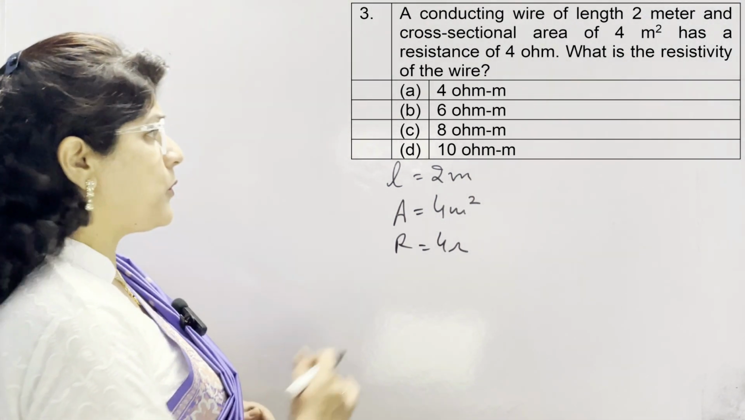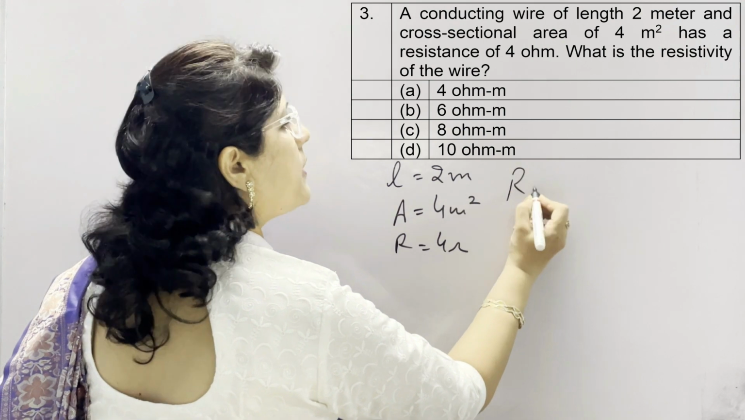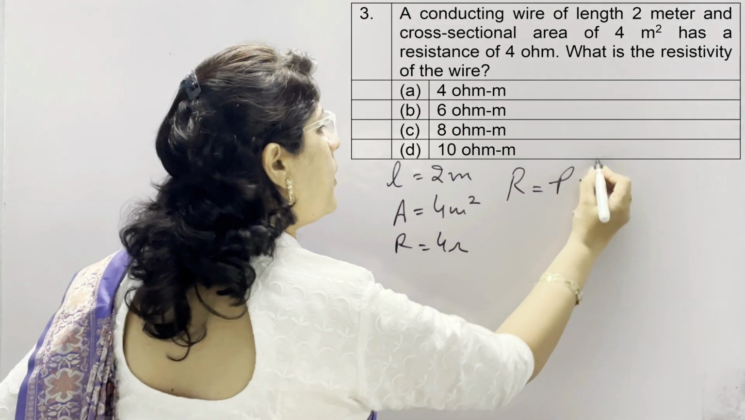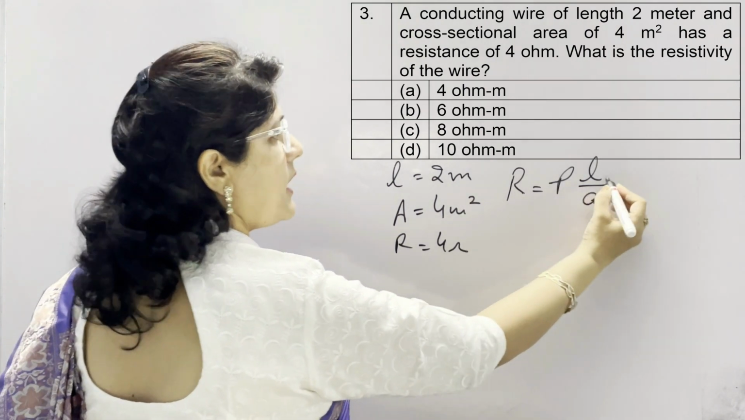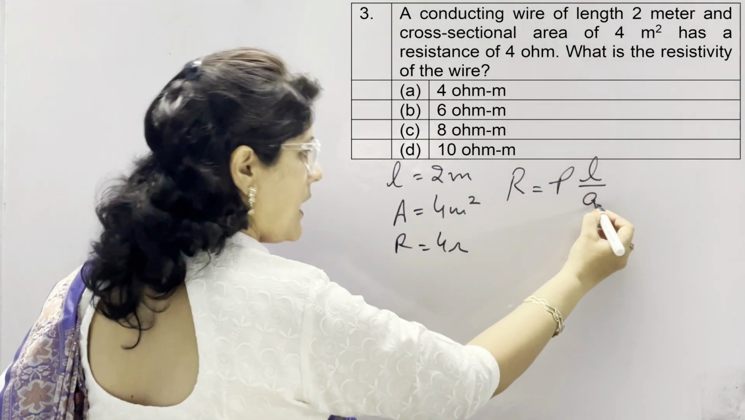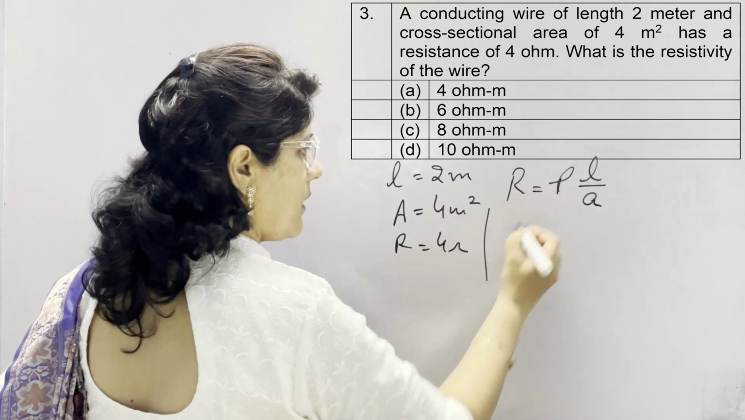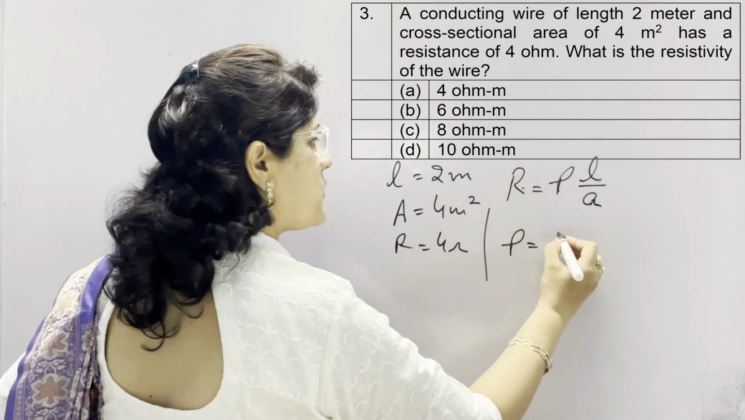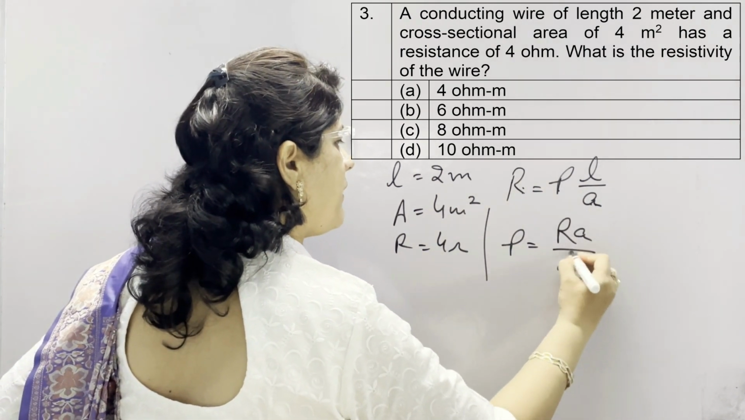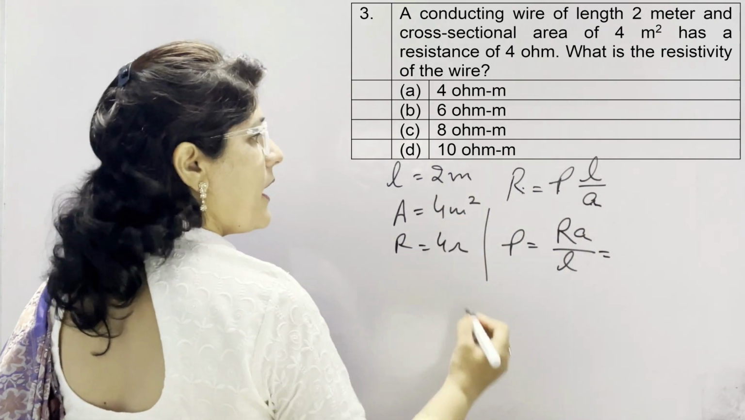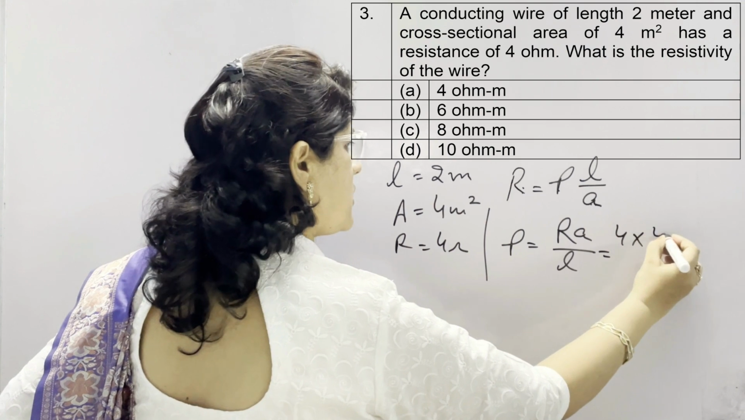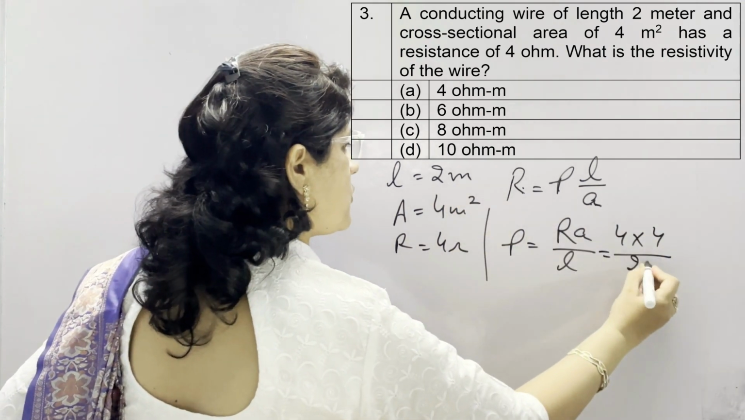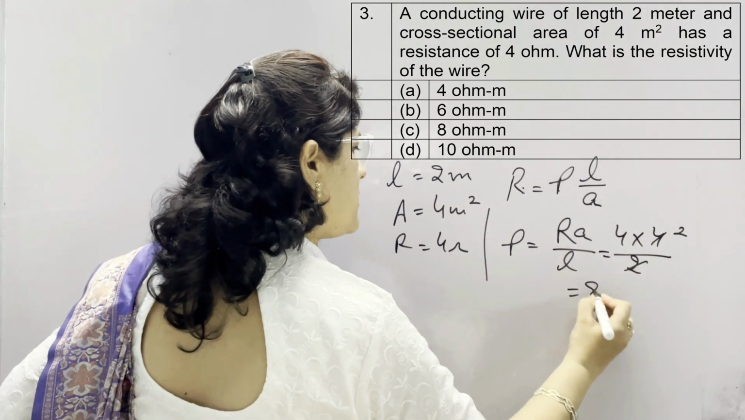Here we are going to use another formula. R is equal to rho L upon A. R is the resistance, rho is resistivity, L is the length of the conductor and A is the area of the conductor. Here we need to calculate resistivity, so we can cross multiply R and A, then divide by L. What is the value of R given here? It is given as 4, area of cross section is 4, divided by length which is 2, this is 2, and this is 8.